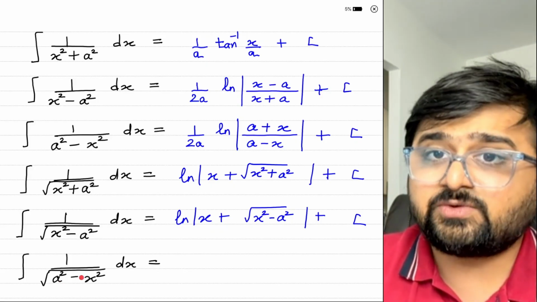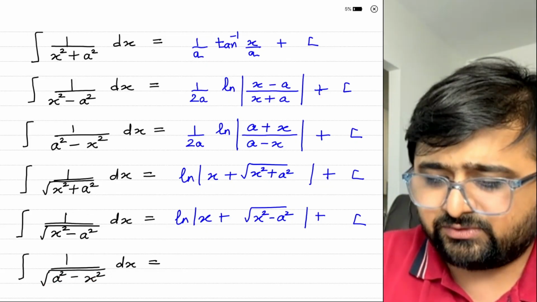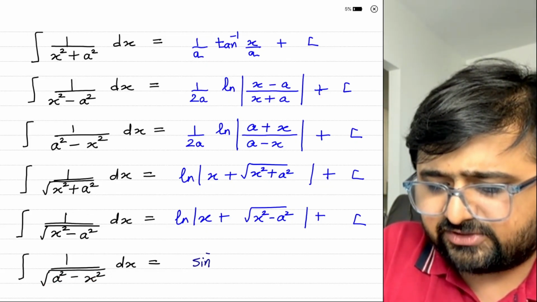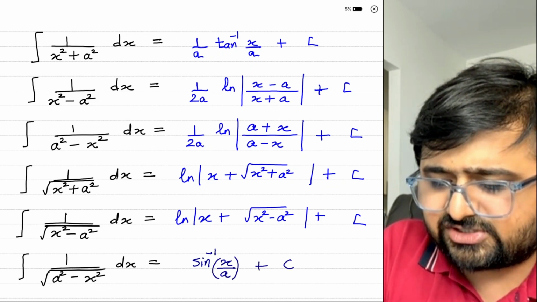Whenever it is 1 upon square root of a square minus x square, so the constant is first, and then there is x square and there is a square root. Essentially, this is sine inverse of x by a. Obviously, plus constant of integration c.